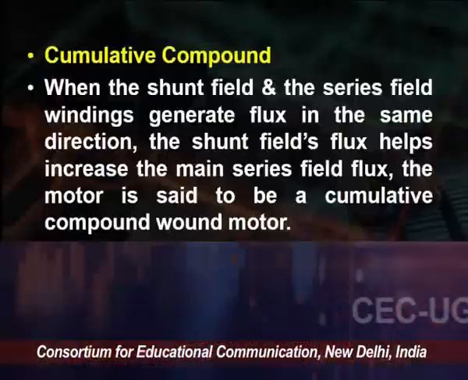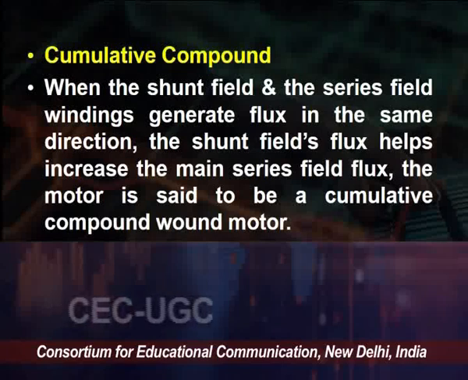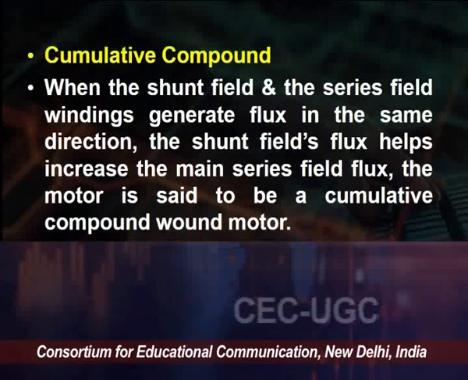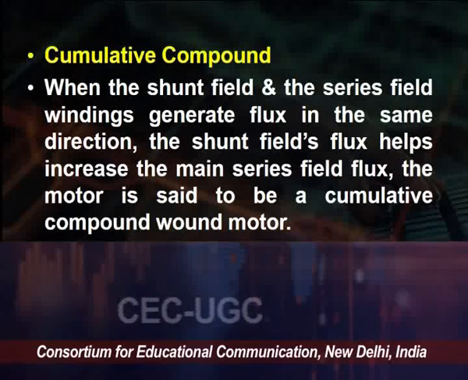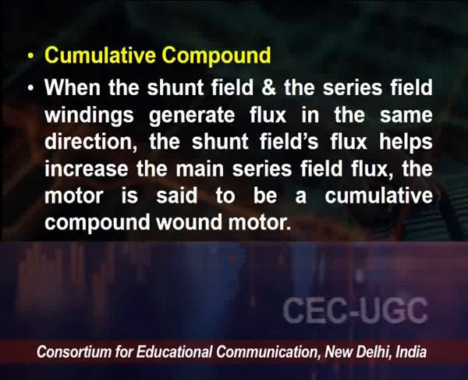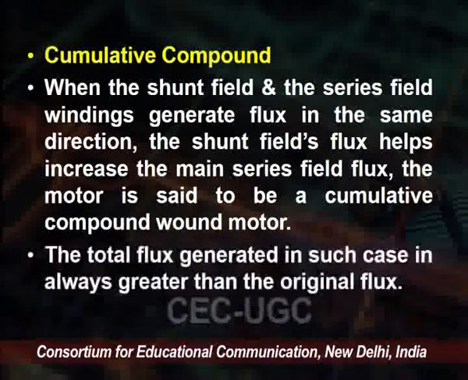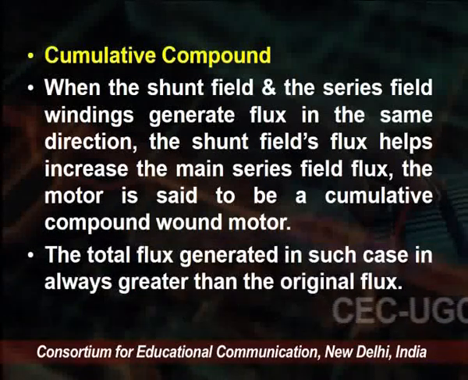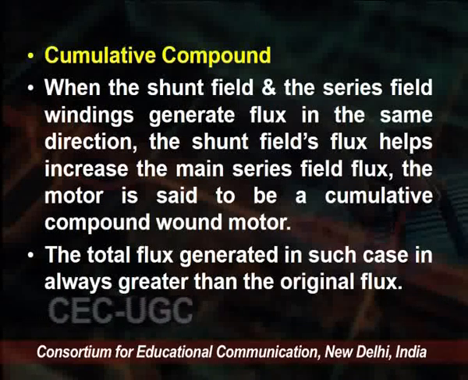In the cumulative compound, when the shunt field and the series field winding generate flux in the same direction, the shunt field flux helps to increase and maintain the series field flux. So the motor is said to be a cumulative compound wound motor when the shunt and the series field winding generate flux in the same direction. The total flux generated in such a case is always greater than that of the original flux. That's why it is a cumulative compound.